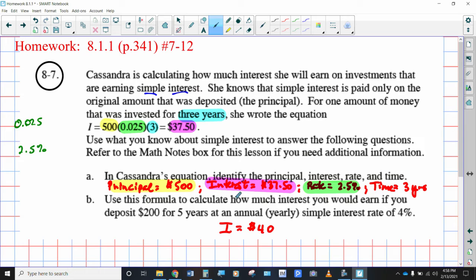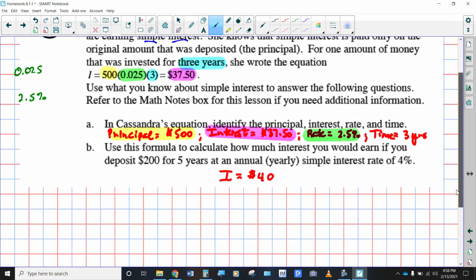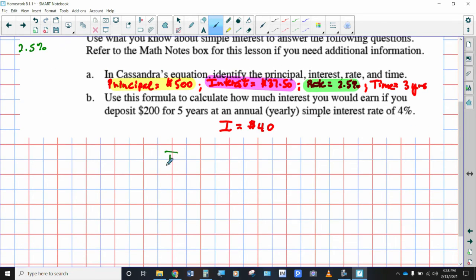Okay, so use this formula to calculate how much interest you would earn on a deposit of $200 for 5 years at a simple interest rate of 4%. So remember, I equals P, which is 200, times the interest rate, which is 4% in decimal form, 4/100ths, times the amount of time, in this case, per year for 5 years. If that said monthly for 5 years, you'd have to do it for 60, because 5 times 12 is 60 months in 5 years. But it's yearly, which is annual, for 5 years, so the 5 goes there.